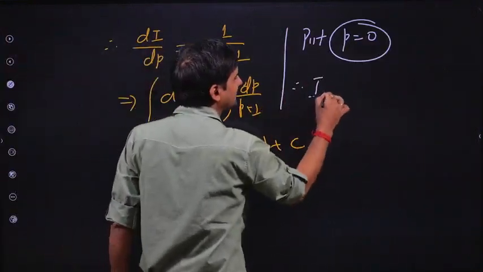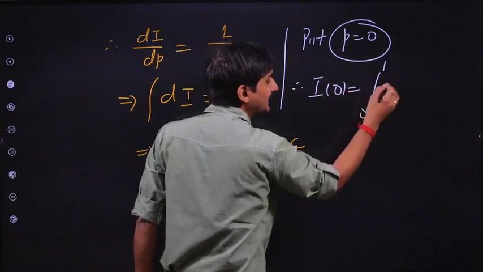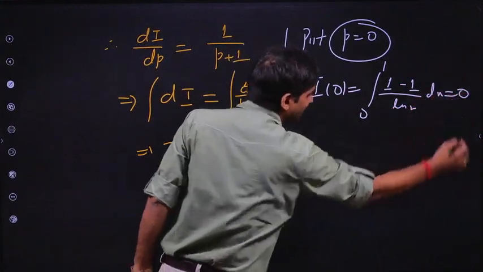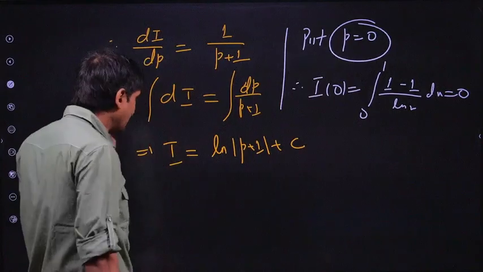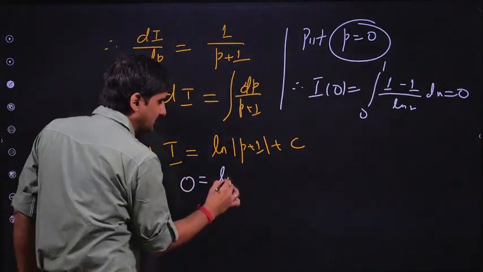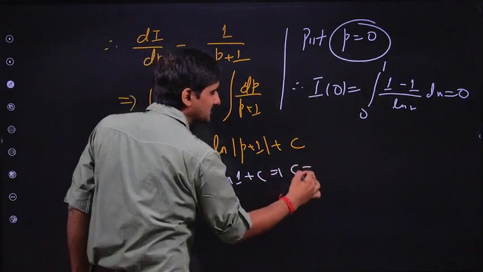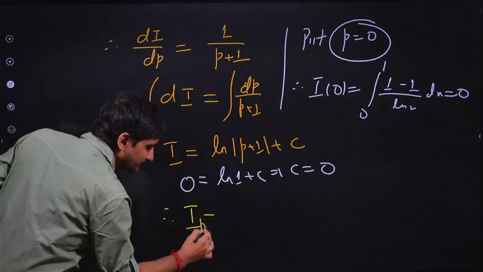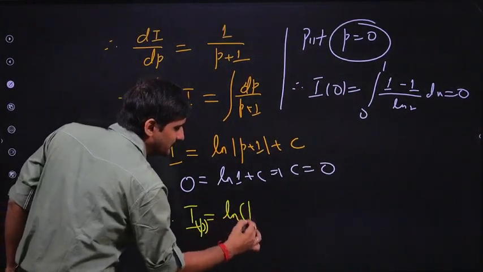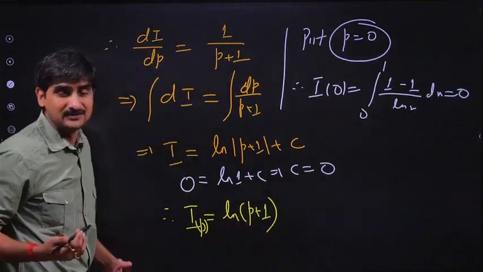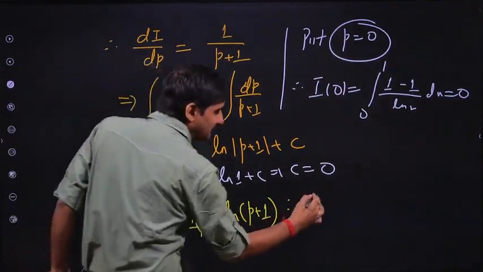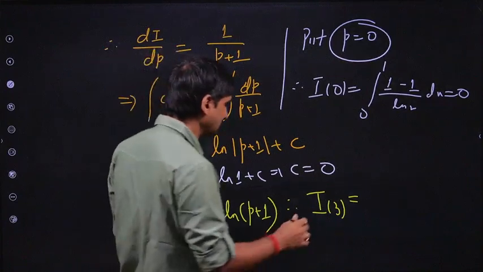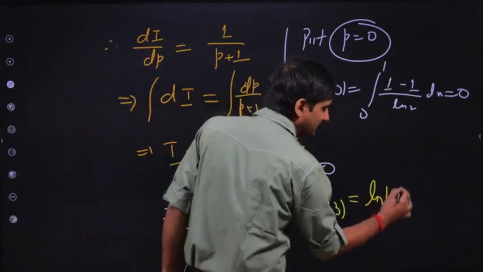Therefore I0 will be the integral from 0 to 1 of (x raised to the power 0, which is 1, minus 1) upon ln x dx, and that's 0. So I0 is 0. So put p equal to 0: 0 is equal to ln 1 plus c. So c is 0. Therefore we can say that I(p) is nothing but ln of (p plus 1). Now what do we need? We need I3, that's our integral from 0 to 1 of (x cubed minus 1) upon ln x. So that will be ln 4.